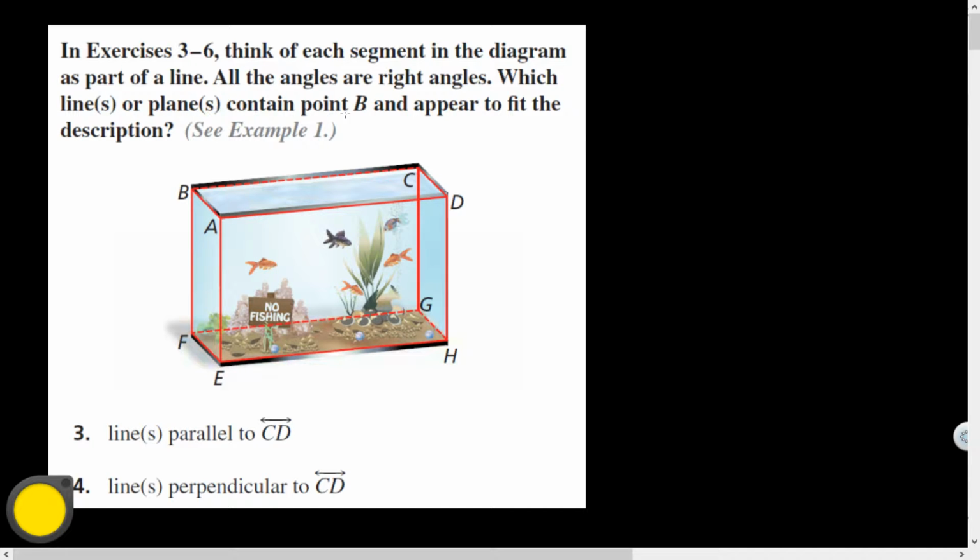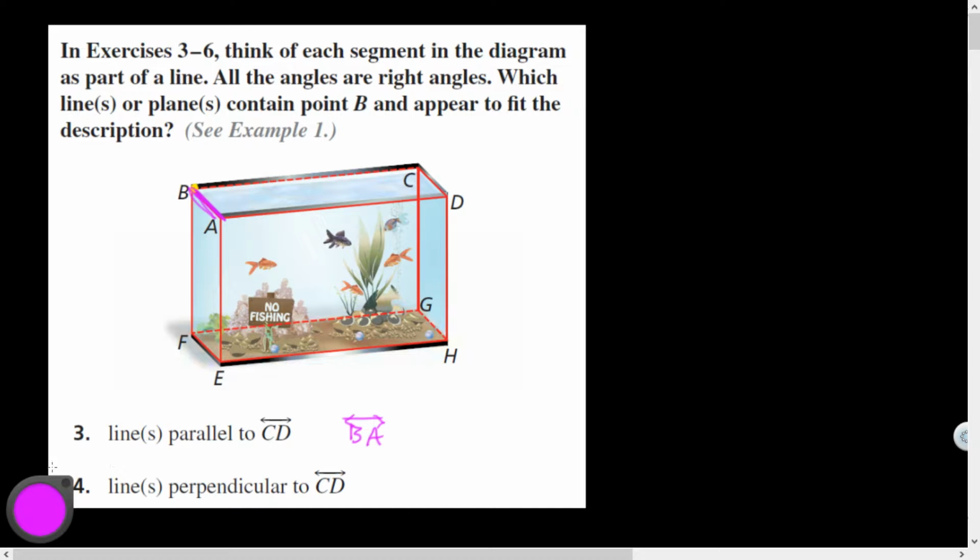Which lines or planes contain point B appear to fit the description below? So here's my point B, bravo. And let's see, lines parallel to CD, there's CD. So it looks like just line BA or AB would be the only case that would make that true.